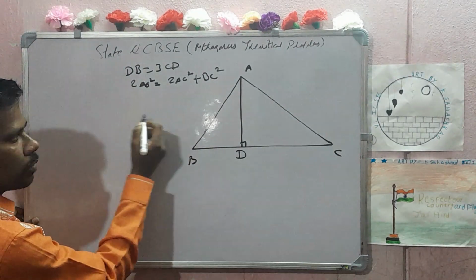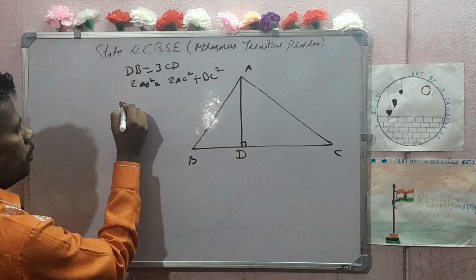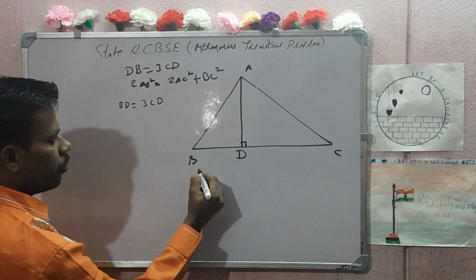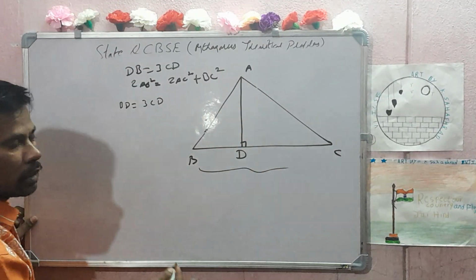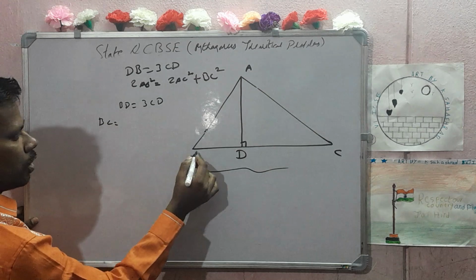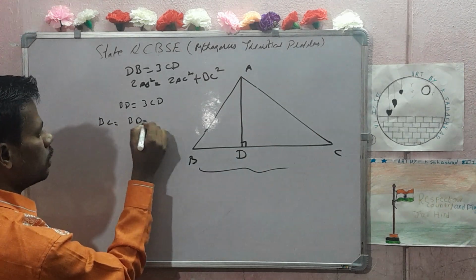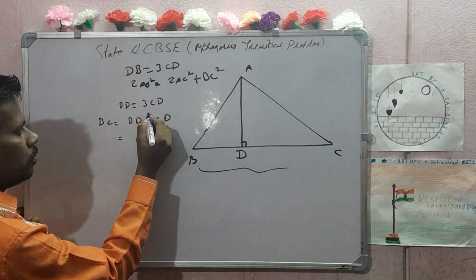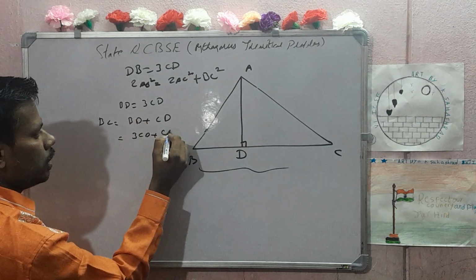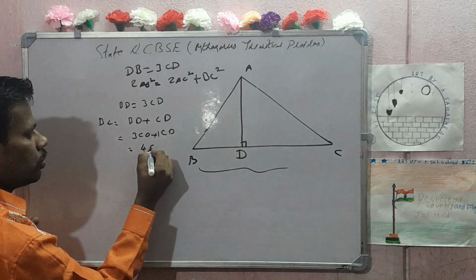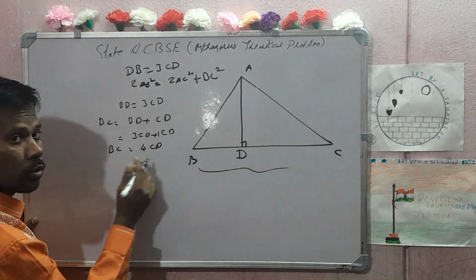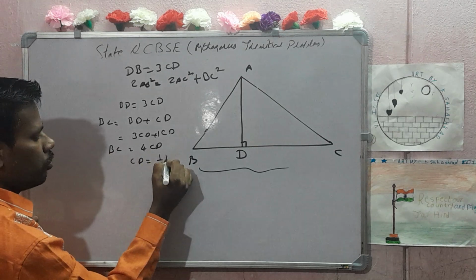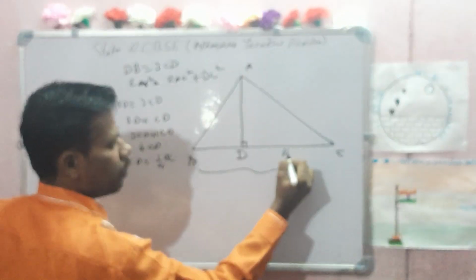Next, how to do this one means, here BD is equal to what is given, 3 times CD, right? So from this calculate the length of BC. BC is equal to, how will we get BC? BD plus CD, right? So BD is nothing but 3 times CD, no? 3 times CD plus CD. So 3 plus 1 is 4 CD. So BC is equal to 4 times CD. Therefore CD is equal to 1/4 of BC.